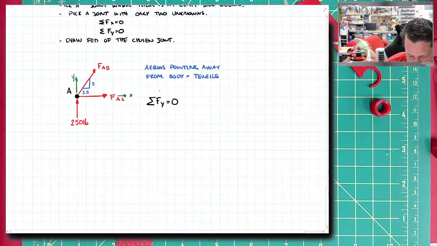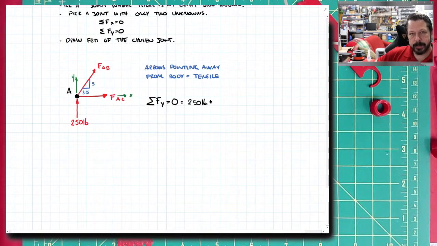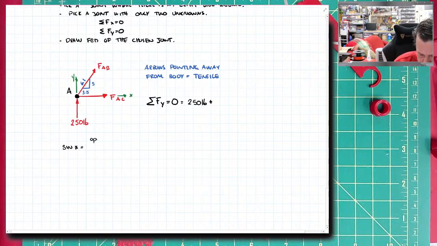So summation of forces in the Y direction. I've got 250 pounds. I've got plus because the Y component of AB is going upwards. I am going to use the definition of the sine. So first let me get the hypotenuse of this little blue triangle: 5 squared plus 3.5 squared, square root of that is 6.1. So remember, sine of an angle is equal to the opposite side over the adjacent side of that angle.